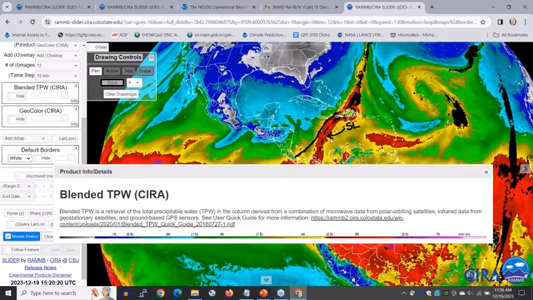So we have 50 millimeters of precipitable water with the shear line. And with this front, we have about, say, 40 to 45. I'm going to go 40.